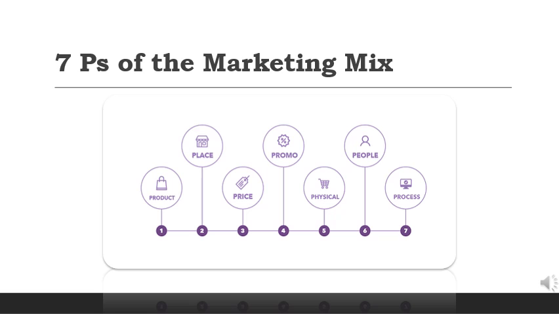When developing strategies to market manufactured goods, marketers usually address four basic strategic elements, which is again the four P's: product, place or distribution, price, and promotion or communication.